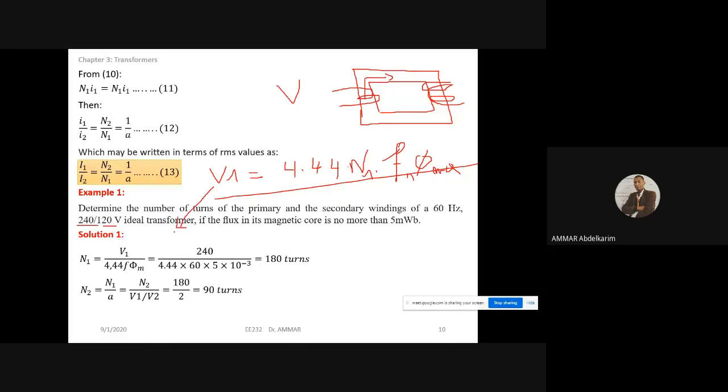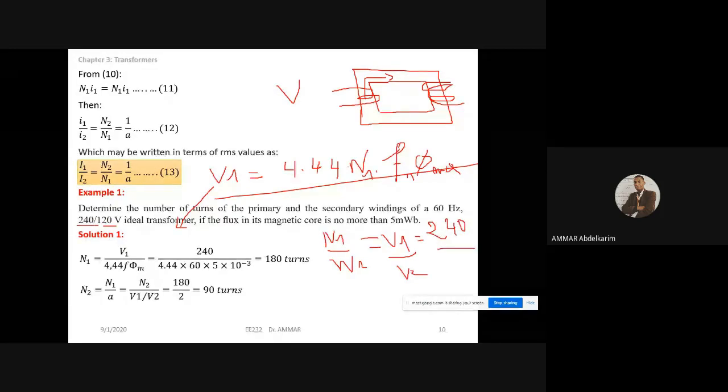So now how can we find the secondary? Of course, using the expression of the turn ratio, N1 over N2 equals V1 over V2. We have V1 and we have V2, of course. V1 is 240 over 120, which equals 2.